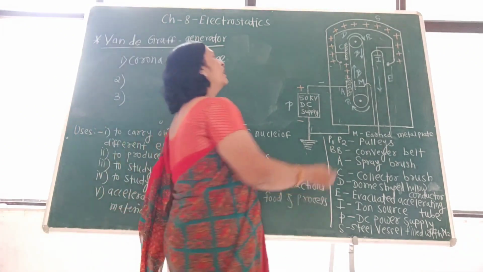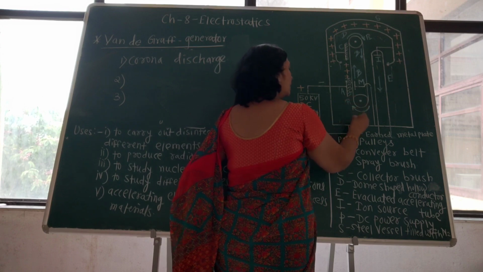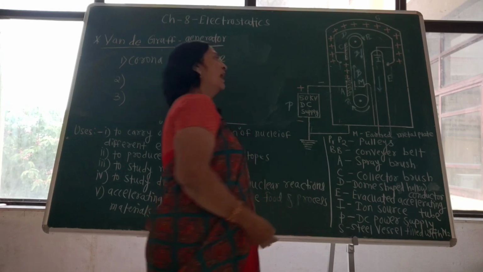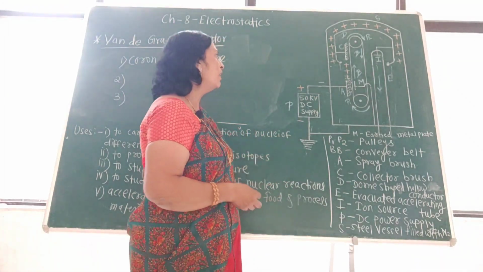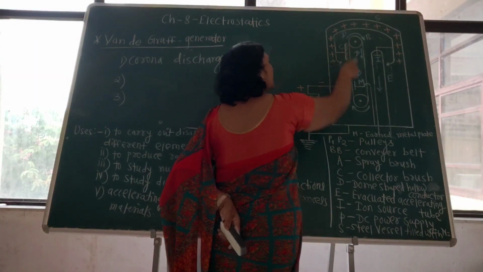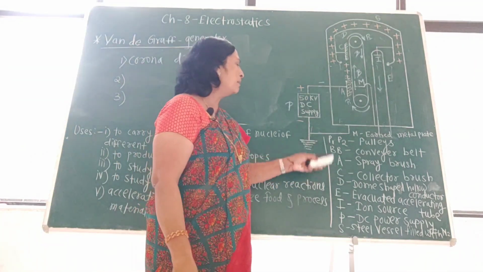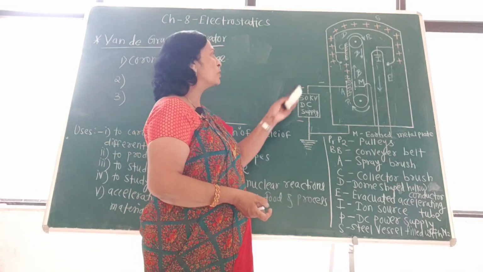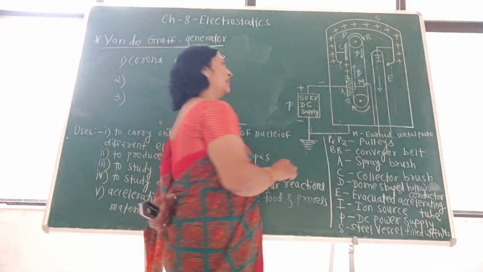Then P1 and P2 are pulleys. P1 is at the bottom side and P2 is on the upper side, and the two pulleys are connected with a conveyor belt. That conveyor belt BB passes over the pulleys, and the belt is made up of an insulating material, reinforced rubber or silk.